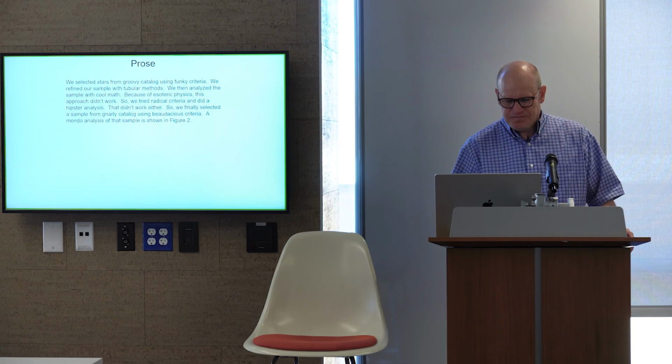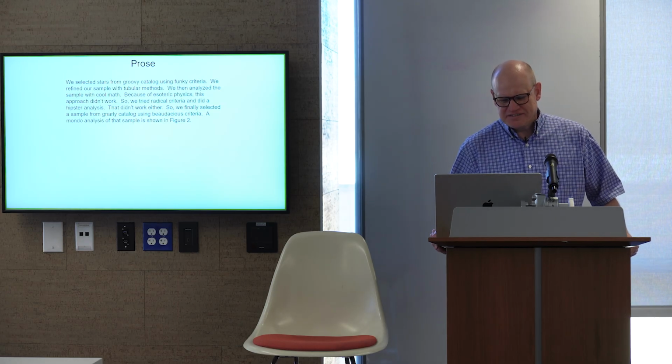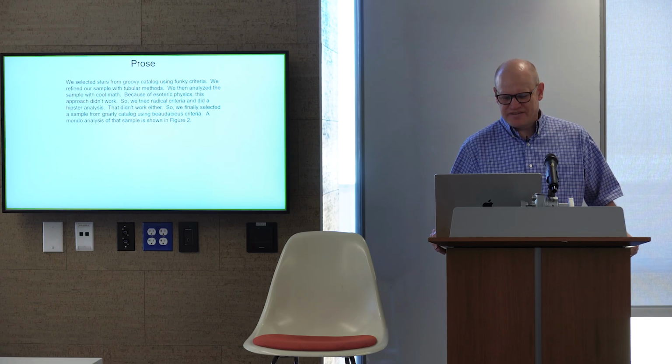Here is an example; I didn't want to incriminate my former student. We selected stars from Groovy Catalog using funky criteria. We refined our sample with tubular methods. Then we analyzed the sample with cool math. Because of esoteric physics, this approach didn't work. So we tried radical criteria and did a hipster analysis. That didn't work either. So we finally selected a sample from gnarly catalog using bodacious criteria. A Mondo analysis of that sample is shown in figure 2.